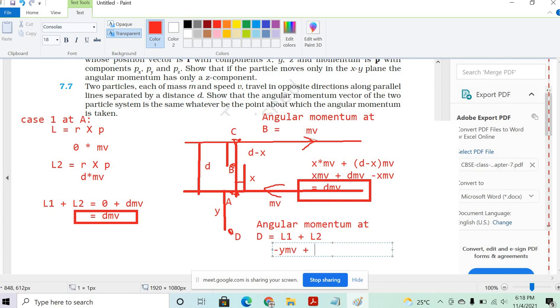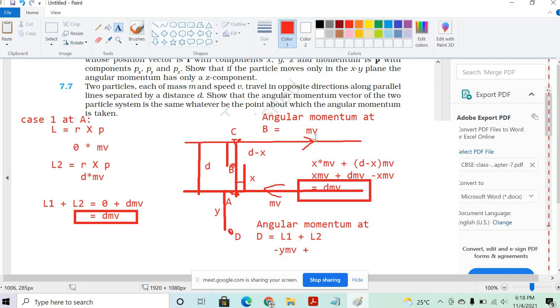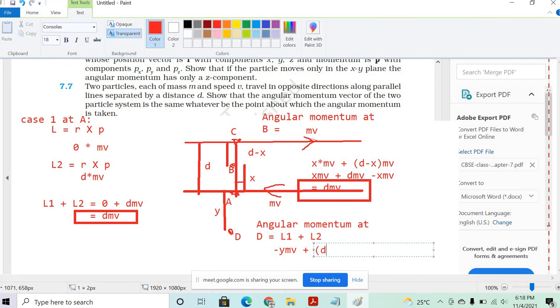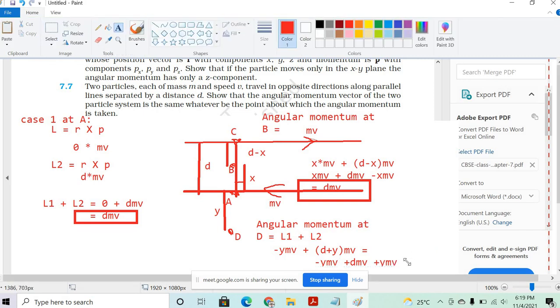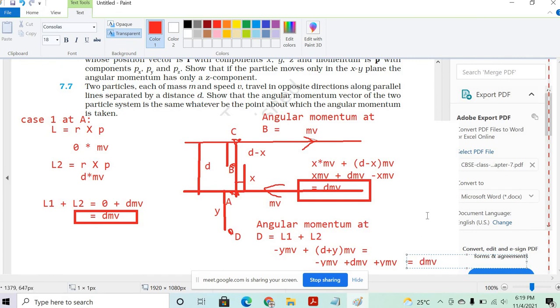Now the angular momentum of the other part: it creates the clockwise direction, so positive. The total perpendicular distance will be d plus y, so d plus y into mv. So we have minus ymv plus dmv plus ymv. The ymv cancels, so it will be dmv only. Understood, right?